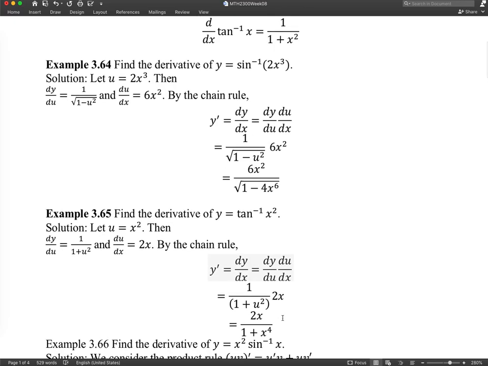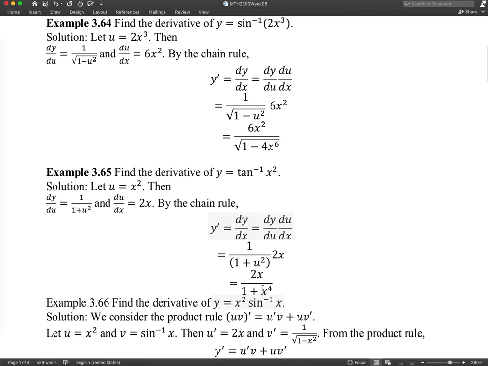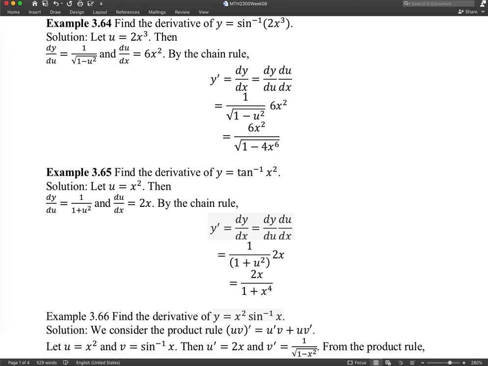Still, we really don't want to have u and x mixed. We get the answer back in x only. And that should be it. Maybe we still have some time. Take a quick look at another example.